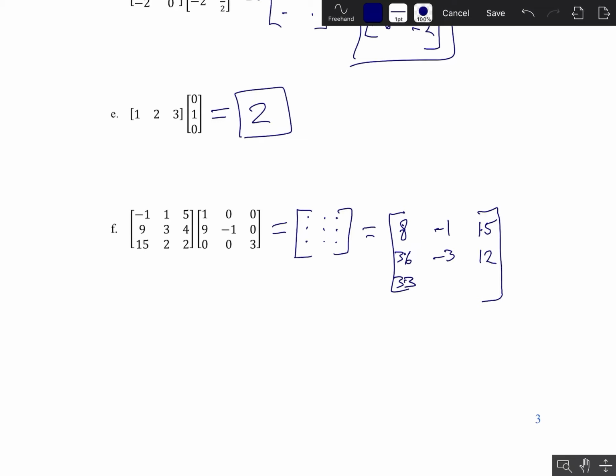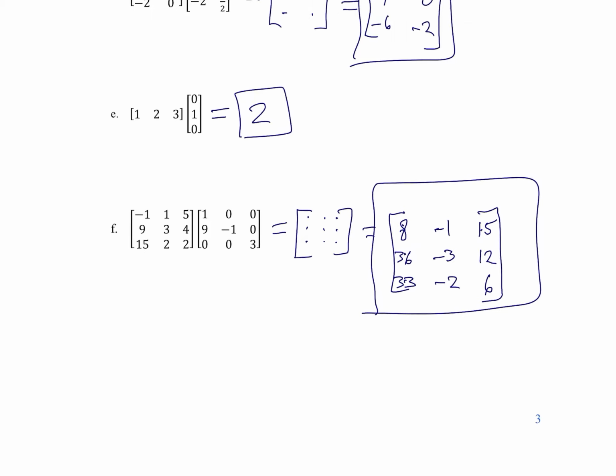And then these next two entries, again, will be a little bit easier to compute. If I take the third row times the second column, that should give me a -2. And then the third row times the third column would be a +6. And now we've computed all of the entries in the product, so we've finished computing the product.